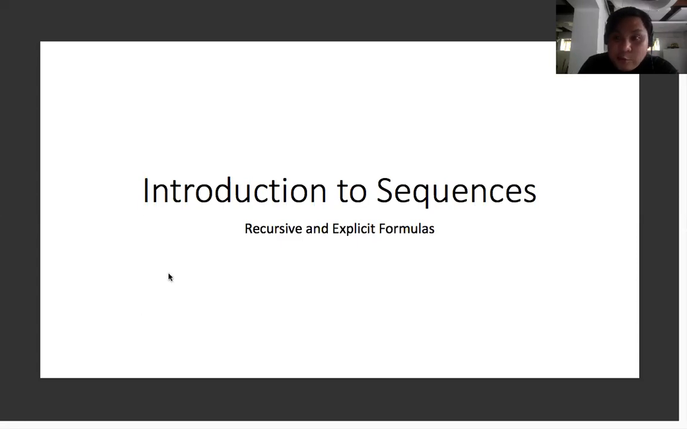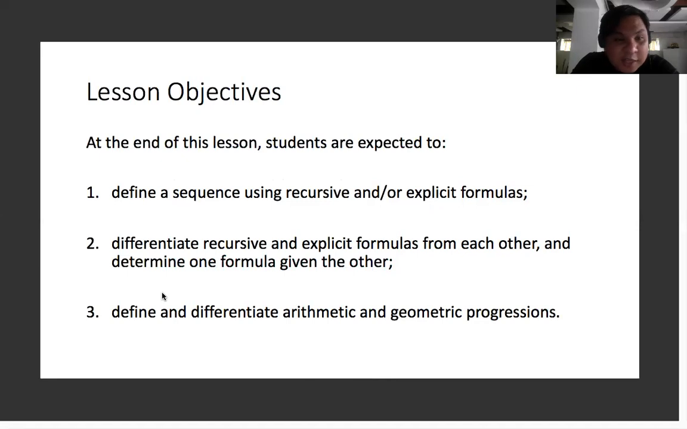Okay, but before we go to the lesson proper, let us look at the objectives. So at the end of these lessons, students are expected to define a sequence using recursive and/or explicit formulas. So from the work I'm going to give you, I'm going to give you a sequence, and you are to figure out the sequence formula using a recursive and an explicit formula notation. Number 2, you are to differentiate between recursive and explicit formulas from each other and use each other to help you determine what the other formula is.